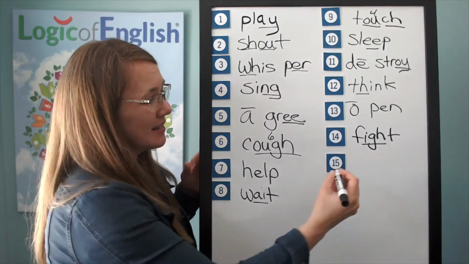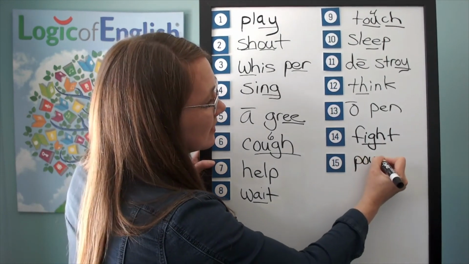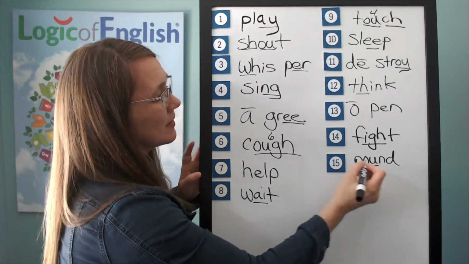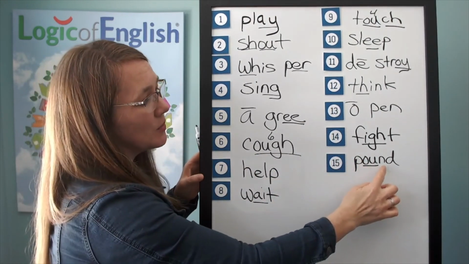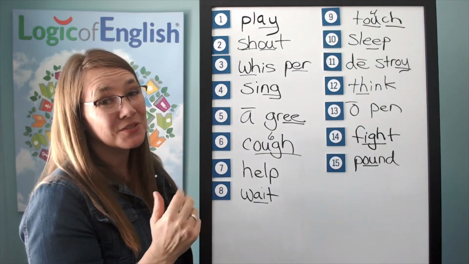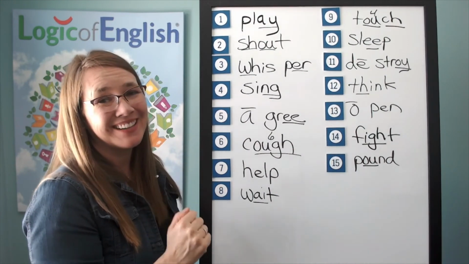And help me to write it. P-ow, n, d. And how do we mark it? We'll underline the ow. Let's read it. P-ow, n, d. Pound. What sound of ow, o, u, do you hear? The first one, that's right. Great work today.